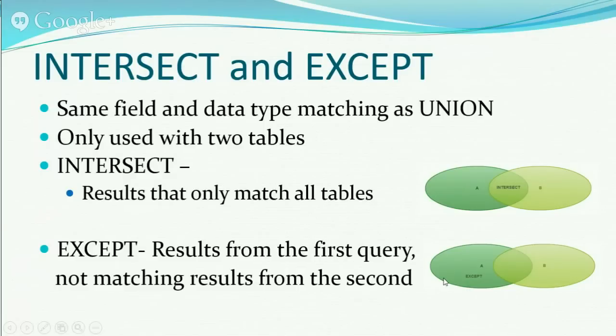The except operator will return all results from the first query that do not match the second query. It's not the opposite of the intersect, where it would return results from the first query and the second query that don't match each other. It will only return results from the first query that don't match the second one. So it's similar to a left join, where you have in your where clause that the second table results are null.